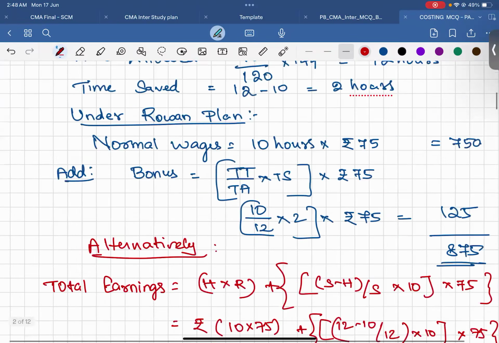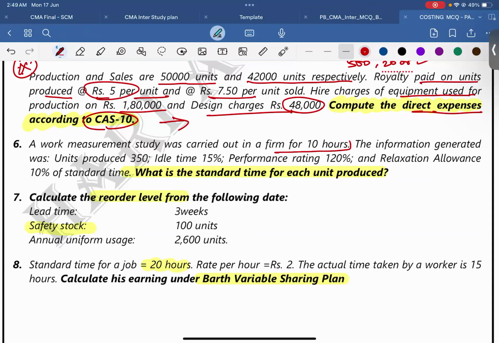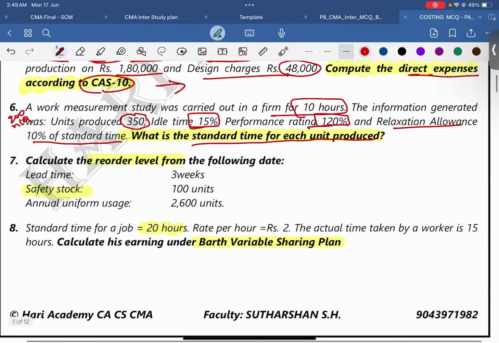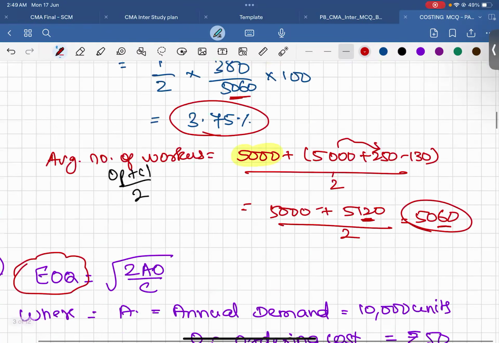A work measurement study was carried out over a period of 10 hours. The information generated was: units produced was 350, idle time was 15%, performance rating was 120%, relaxation allowance is 10% of the standard time. What is the standard time of each unit produced? This we already covered in the 200 MCQ series, but I don't remember the question number. So I'll just give you a quick overview or a revision for that question.